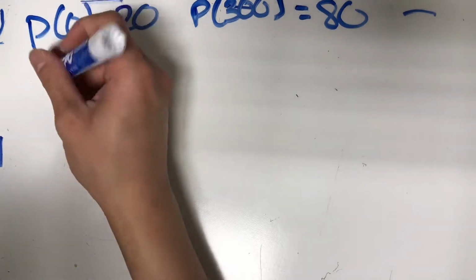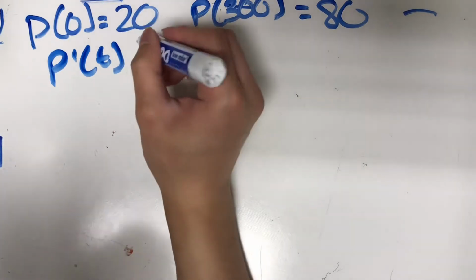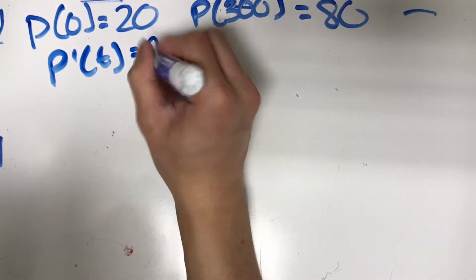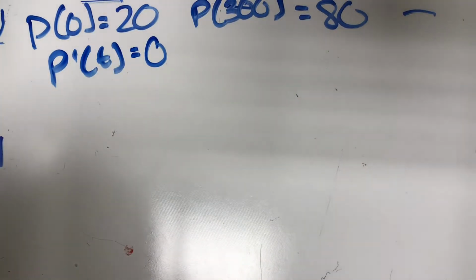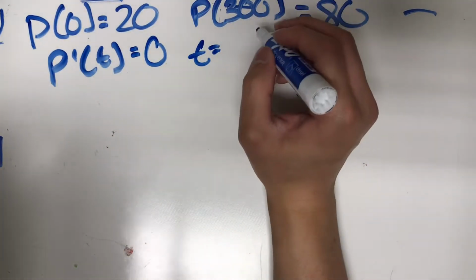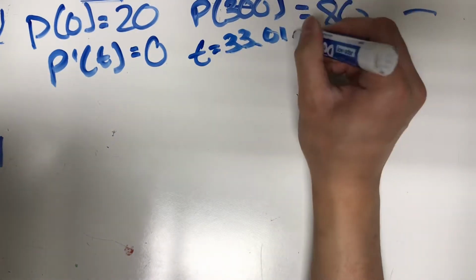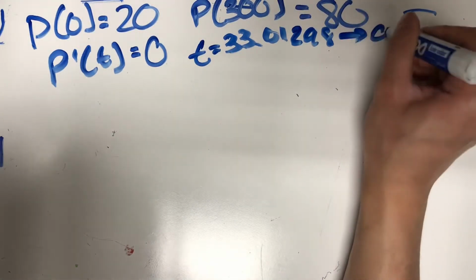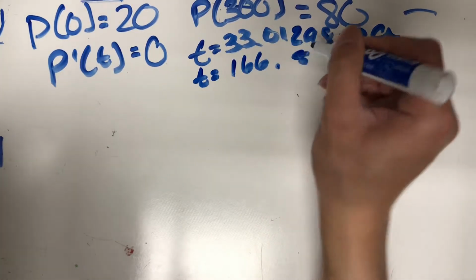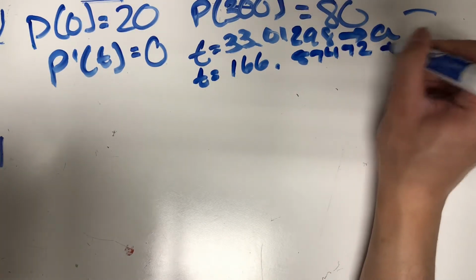Now we have to find the times at which the slope is equal to 0. To do this, we can put P prime of t into our calculators, and we'll find the times at which that is equal to 0. That occurs at 2 times. The first one being t is equal to 33.013298. We can store that for now as a, and t equals 166.57472. For now we can store that as b.